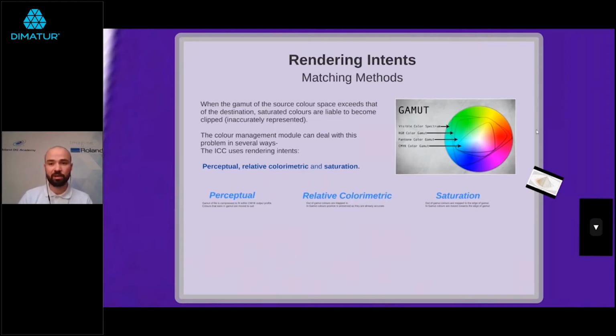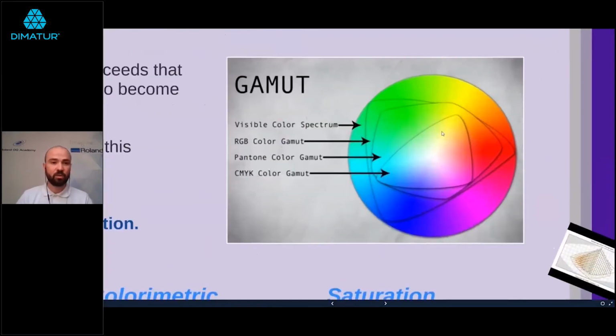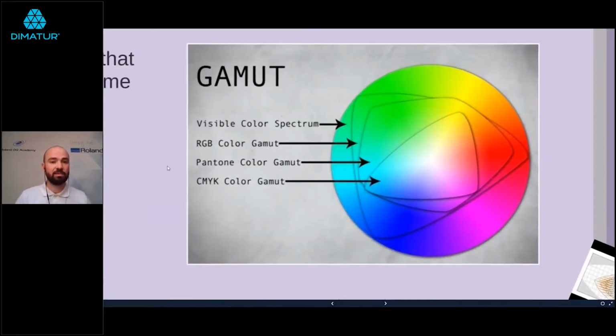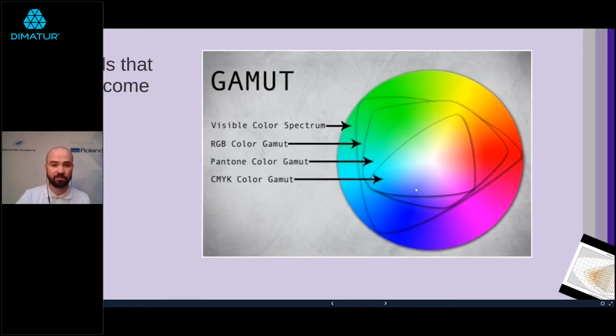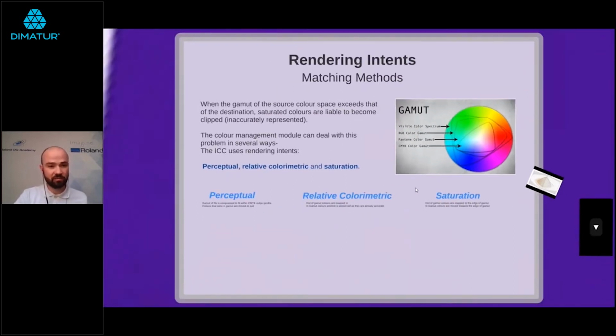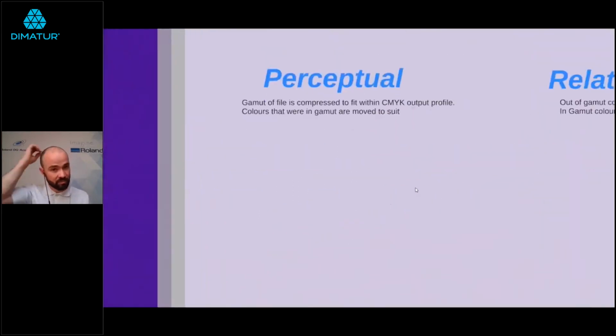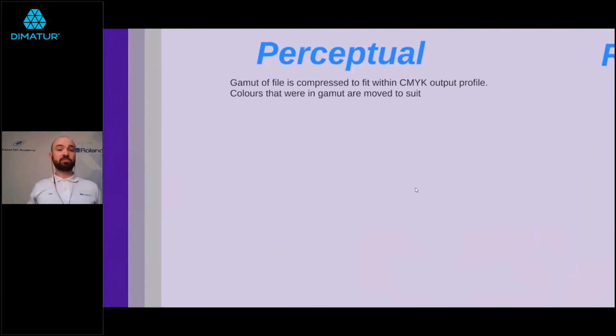So if we look at this little gamut picture up in the top right here, we can see that the RGB color gamut is bigger than Pantone, for example, and much bigger than CMYK. And the gamut, the circle around the outside there, would be the lab color space. So we'll break down these different rendering intents for you. So perceptual, this is also sometimes called compression, means that the gamut of the file is compressed to fit within the CMYK output profile, and the colors that were out of gamut are moved to suit.